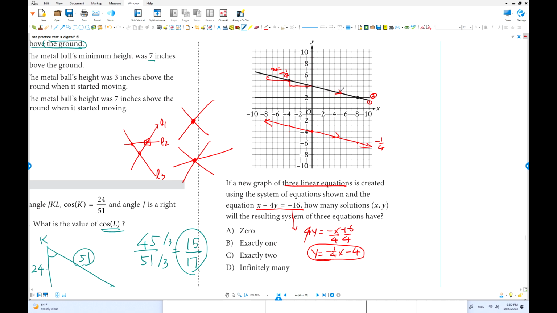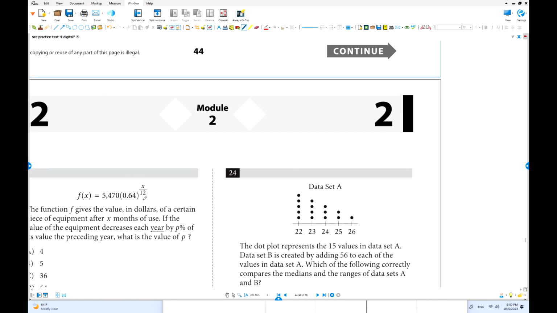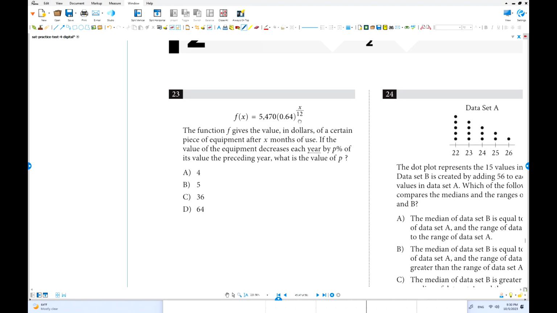So these two lines, they never have an intersection, okay? Only this one is the intersection of two lines, not three lines, okay? So there are no solutions, zero, okay?